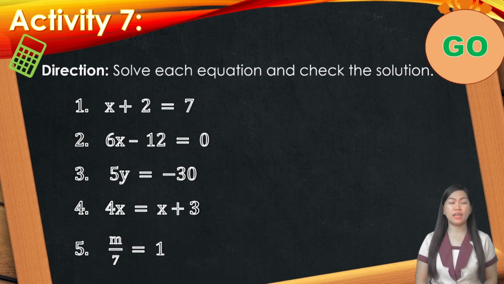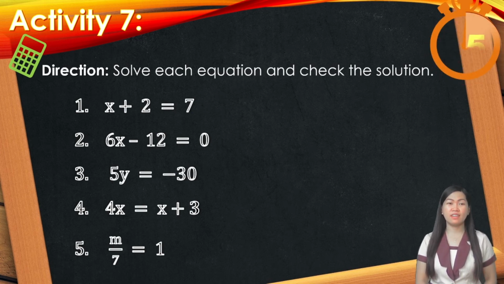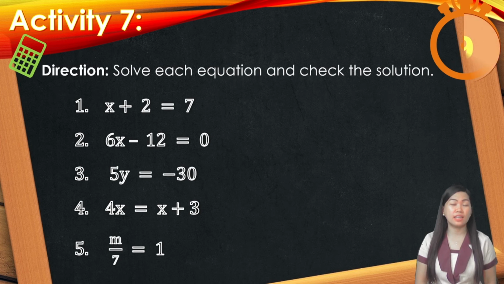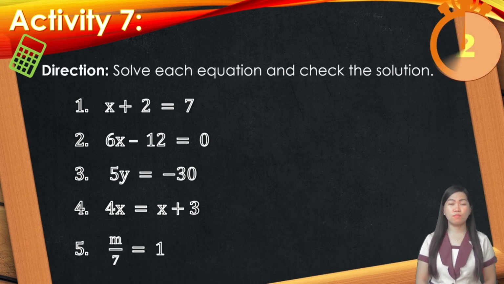So here, solve each equation and check the solution. So we have 5 items and 8 minutes on the timer. Ready, set, go. So again, to solve the equation, you need to follow the steps in a one-step equation and two-step linear equation. Isolate the variable and then simplify and check for the solution, or check if your answer is correct. So here we have 3, 2, 1, and time's up.